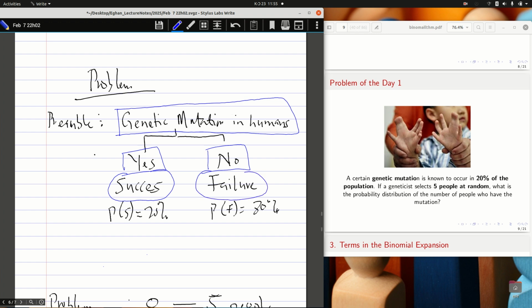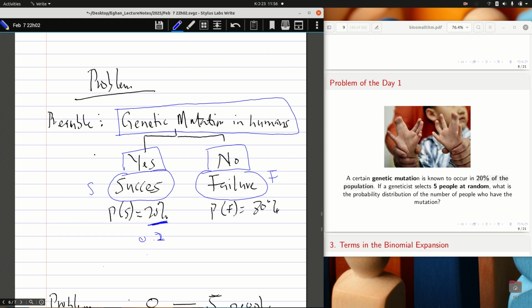In the question, we are given some probability. Let me use S for success and F for failure. It says in the genetic mutation, it is known to occur in 20% of the population. Since it is occurring, it means it's a yes, it is in the human, and that is 20%. This is same as 0.2.